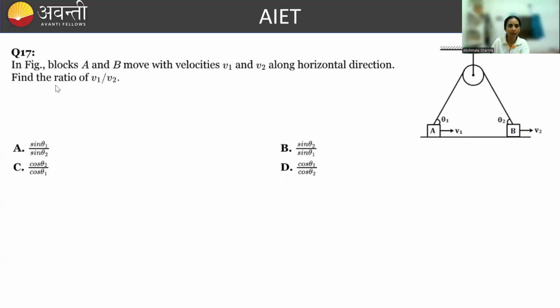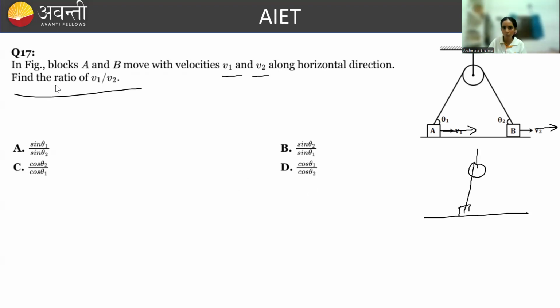In figure, block A and B move with velocities v1 and v2. These are moving with velocities along horizontal direction. Find the ratio of v1 by v2. You just see here what will happen when this block will go this side, this will go this further. So, can you imagine, if this block is further moving towards this direction, and this is further moving in this direction, what is happening? This string length will increase and this string length will decrease.